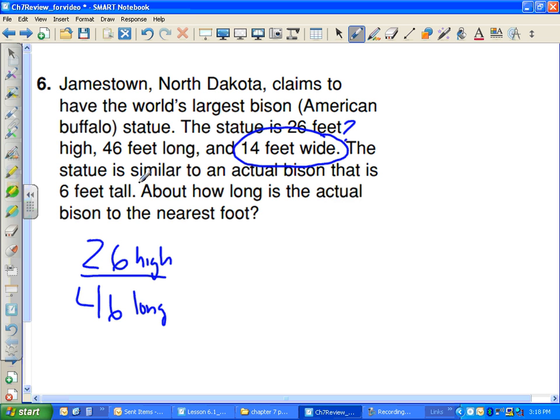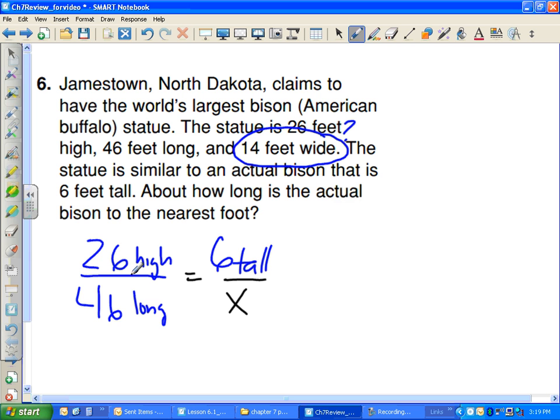The statue is similar to an actual bison that is 6 feet tall. Does this seem like it would go up here on the proportion or down here? Tall and high seem to be the same thing. It wouldn't go down here because tall and long are two different things. So I'm going to say tall and high. So there's your proportion. You can reduce this if you want.